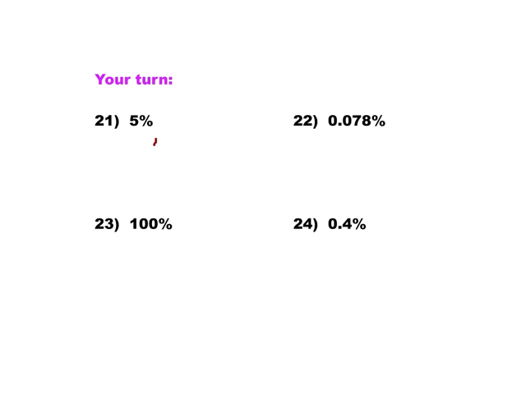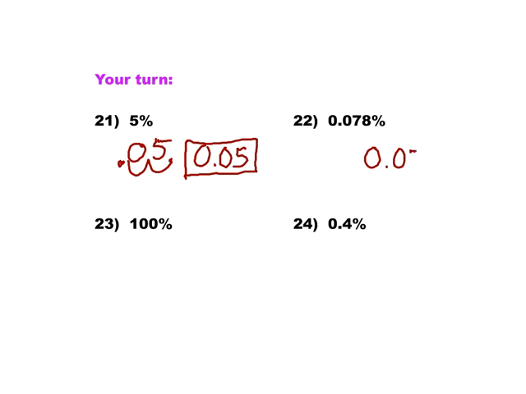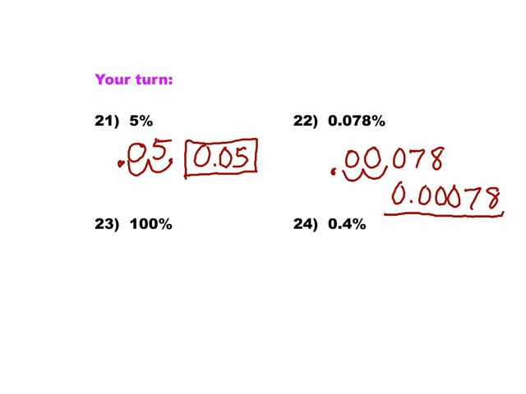Okay, 5%. Our decimal is right there. Move it back 2 spaces. We need to fill in the empty space. 0.05. Number 22, 0.078. Find your decimal, move it 2 spaces back, add a 0. 0.123078. Be confident in your answer. If you've moved the decimal, you have the right answer.